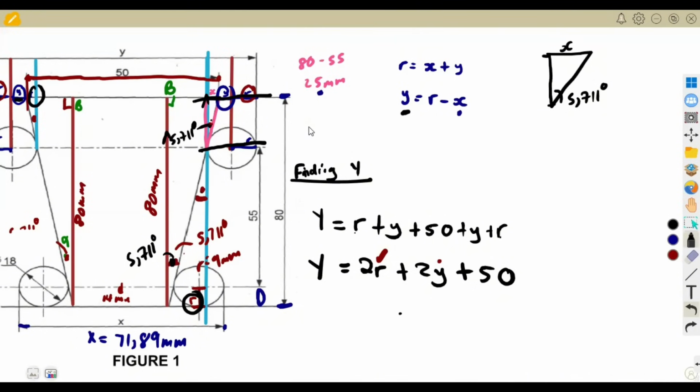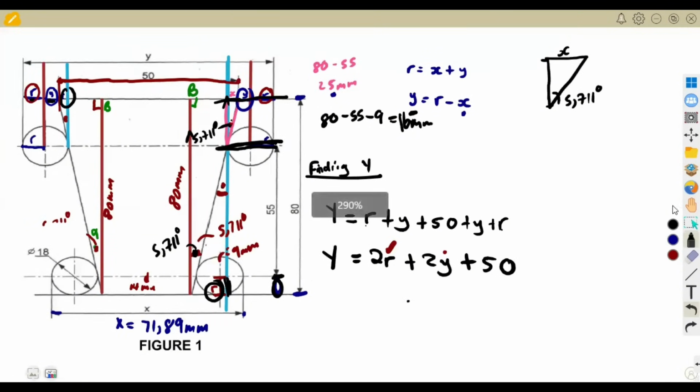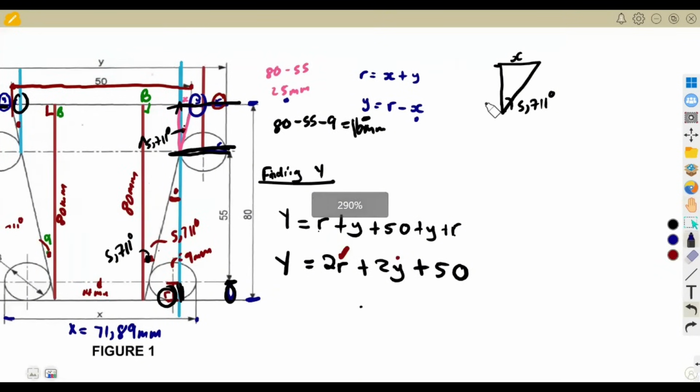So 80 minus 55, but also the 9 has to be subtracted because there is a distance to be covered before you move on to this point. Because this one, yes, is starting at this point, which is fine, the 55, but it's not covering the radius, guys. The radius is not being covered there. So it's a mistake that we can make at the end. So this was going to give us 16 millimeters. So with the 16 millimeters here, this was going to be 16 millimeters on this one.